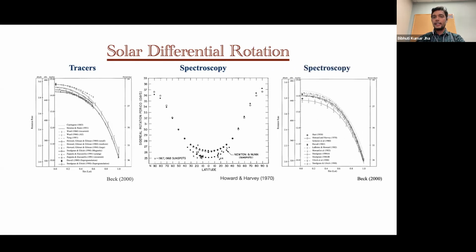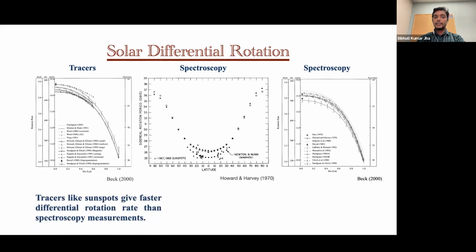After that, there have been many observations where spectroscopy has been used as a tool to measure the solar differential rotation, and that result has been consistently present. This leads to the conclusion that tracers like sunspots give a faster differential rotation rate than the spectroscopic measurement. So it tells us that there is something very interesting happening near the surface.